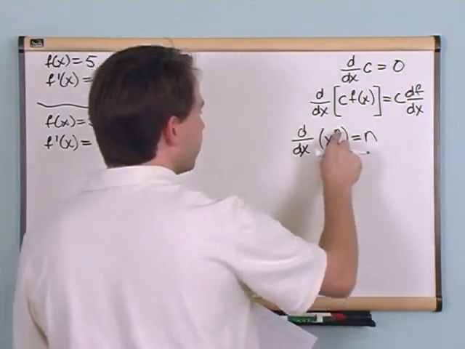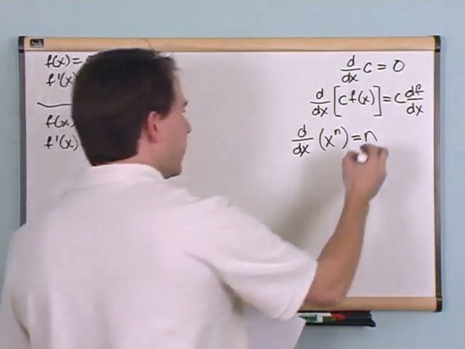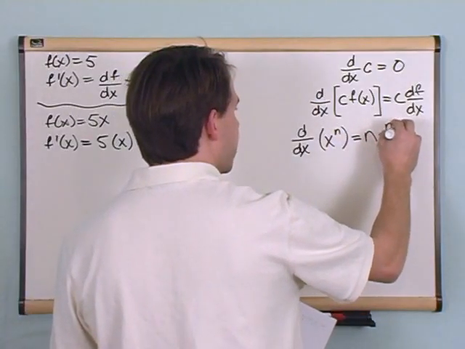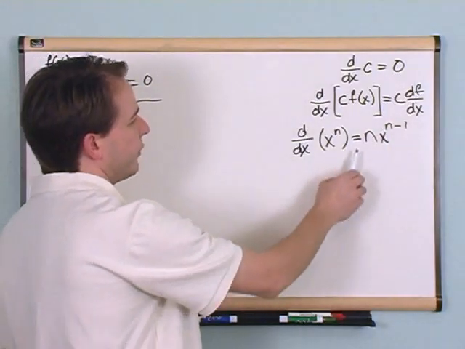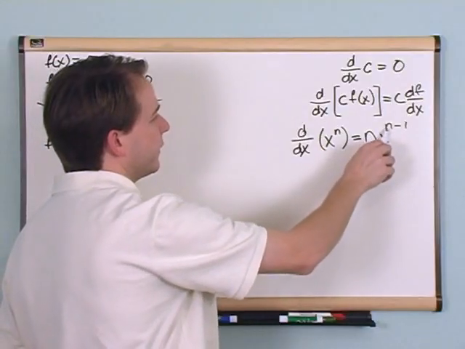You take the exponent, you put it down in front, and then you write x to the n minus 1. So in order to take the derivative of x to the nth power, you just put the exponent down here and put x to the n minus 1.